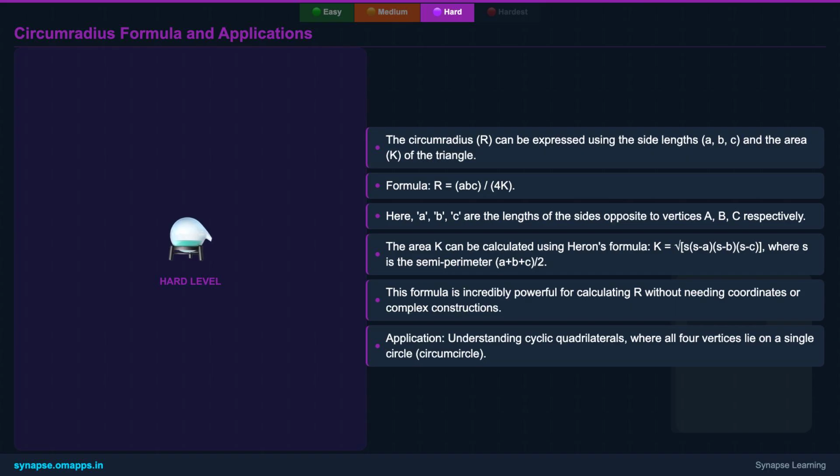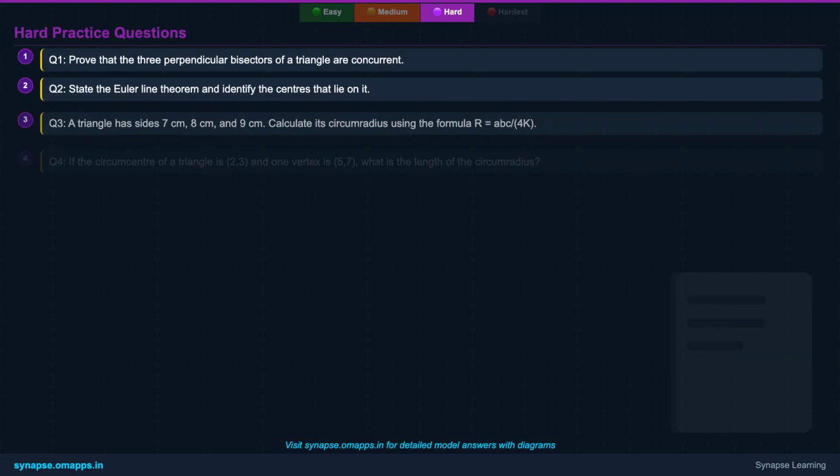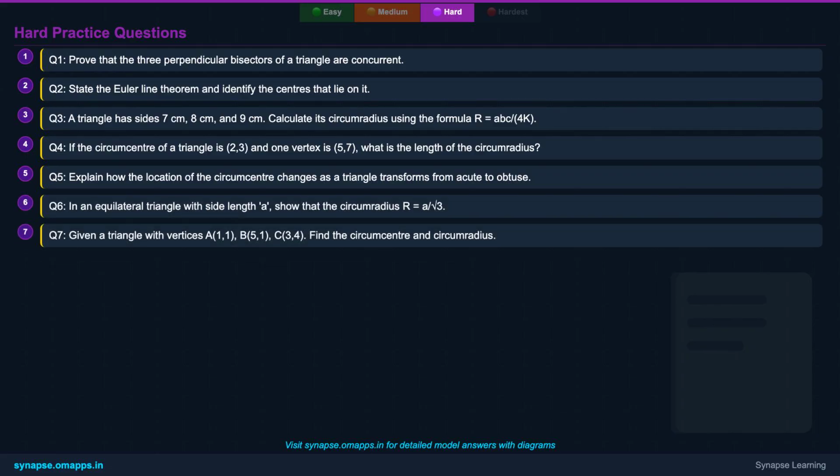This understanding extends to concepts like cyclic quadrilaterals, where all 4 vertices lie on a common circumcircle. It's time for the hard-level practice questions. These will challenge your understanding of proofs, formulas, and advanced properties. Q1. Prove that the 3 perpendicular bisectors of a triangle are concurrent. Q2. State the Euler line theorem and identify the centers that lie on it.